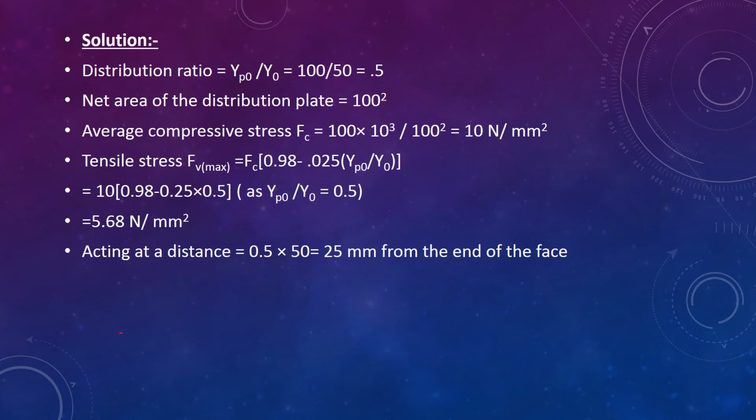Now, acting at a distance, meaning the acting distance of bursting tension. It will be 0.5, the distribution ratio, into the side of the plate, which is 50. So the acting distance of bursting tension is equal to 25 mm from the end face.